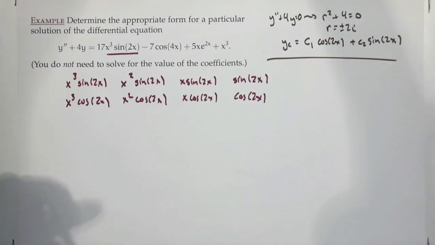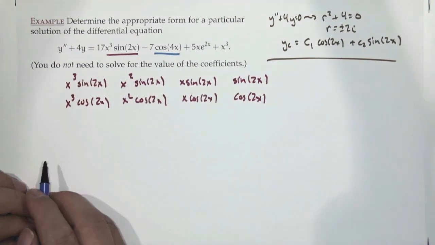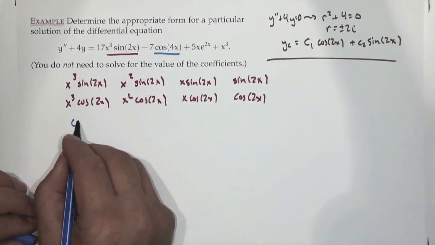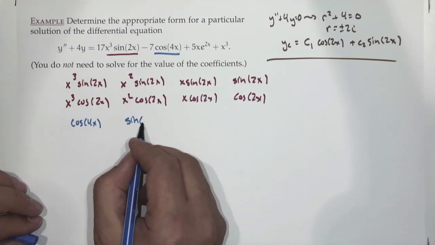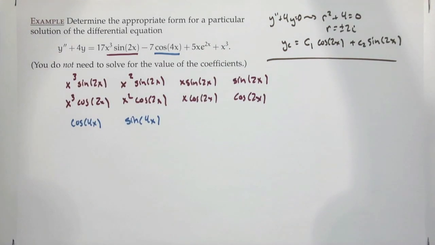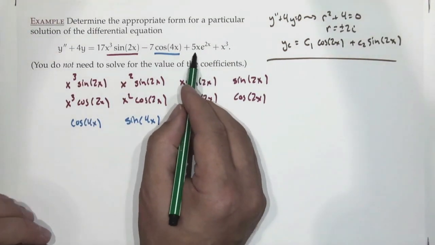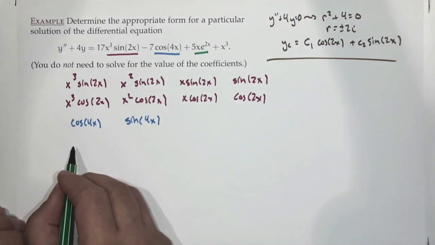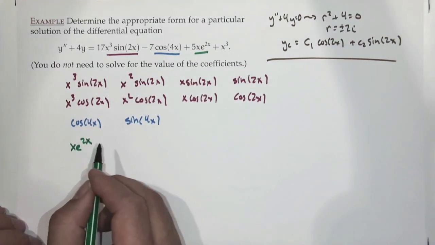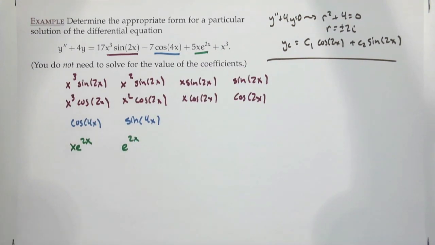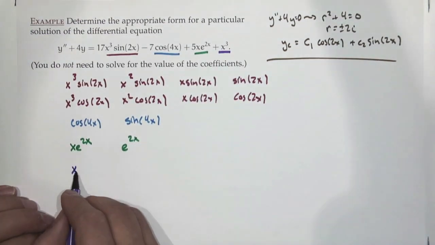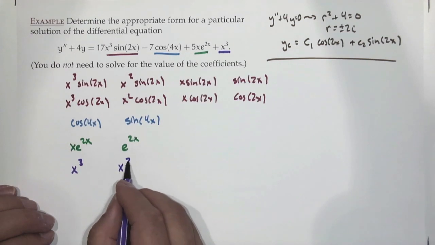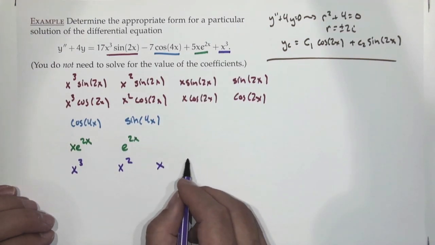Okay, cosine 4x. What's that going to do? Cosine 4x. Life is good. But what should go along with that? Sine 4x. All right, then we go to our next piece, x e to the 2x. Well, what's that going to do? x e to the 2x and e to the 2x. Got to work your way down. And then we get to another piece, x cubed. All right, what else do you need? x squared. What else?